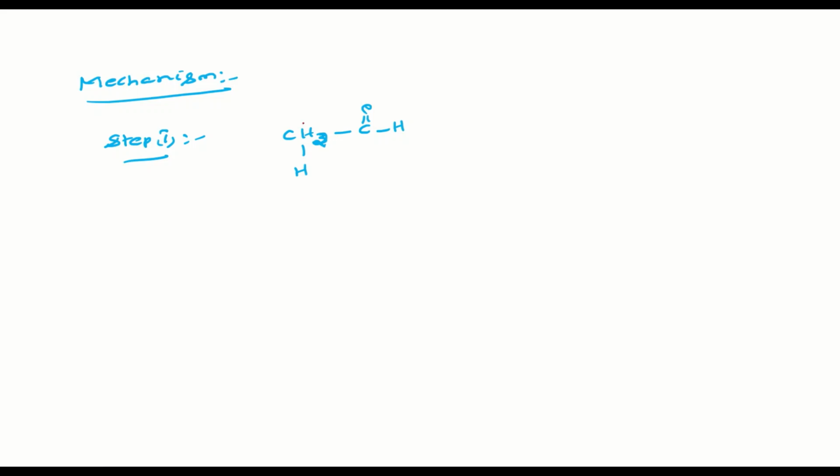What exactly will happen? This is now the alpha hydrogen. We are going to take a base, it may be sodium hydroxide or potassium hydroxide, any base. I'm going to use OH minus for our better understanding. So OH minus acts as a base here. This base will abstract the proton from the alpha hydrogen.